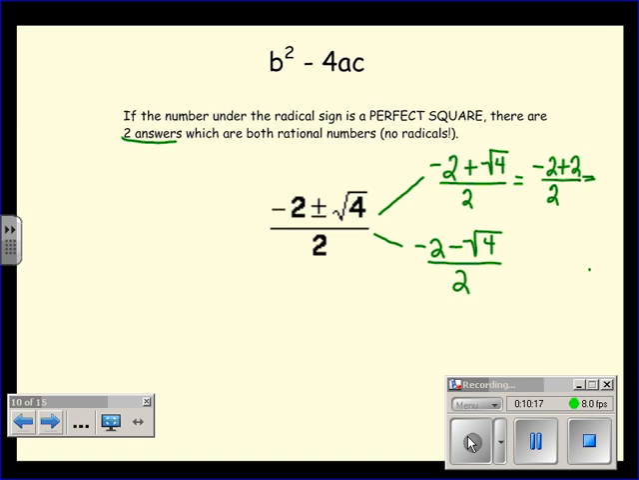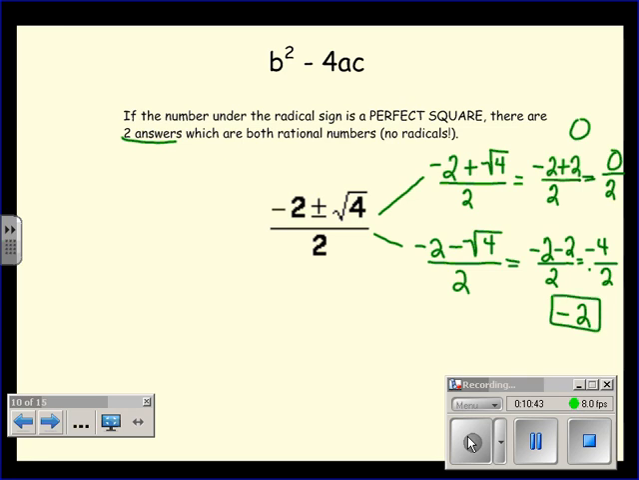We'll have 0. Negative 2 plus 2 is 0 over 2. So our first solution is 0. And here we will have negative 2 minus 2 over 2. And we'll have negative 4 over 2. And negative 4 divided by 2 is negative 2.